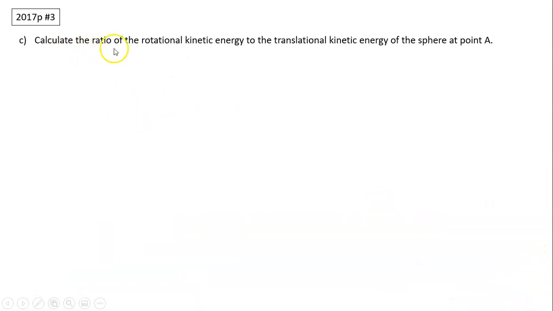Part C: calculate the ratio of rotational kinetic energy to translational kinetic energy of the sphere at point A. Rotational is 1/2 I omega squared. Translational is 1/2 mv squared.